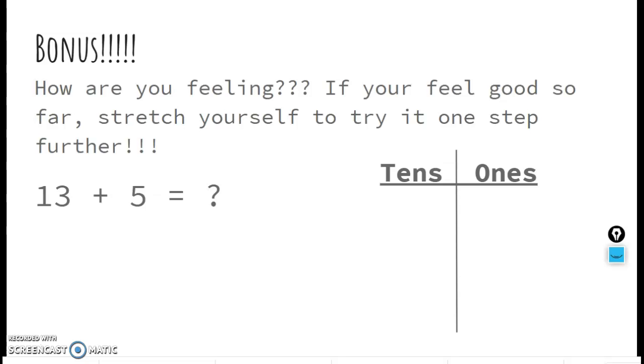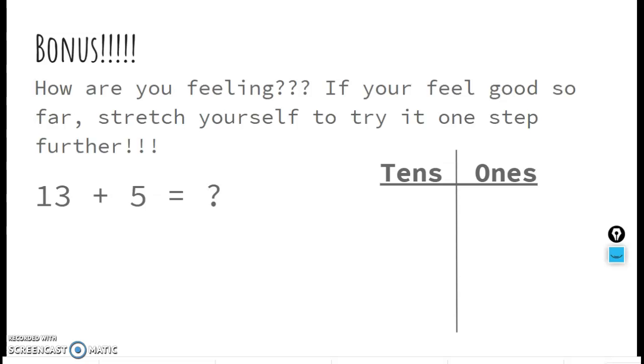I want you to think to yourself, because this is a bonus page, how are you feeling? If you feel good about this strategy that I've been showing you so far, keep watching till the end of the video because I want to show you one more thing. If you're feeling like this is a little tricky so far, you can feel free to stop here. This last part of the video is just going to be a little bonus, a heads up for students that are ready about some of the work that we'll be doing a little bit later in the year.